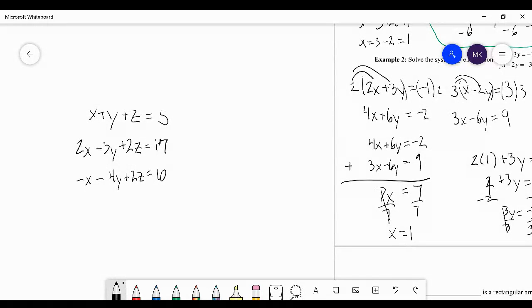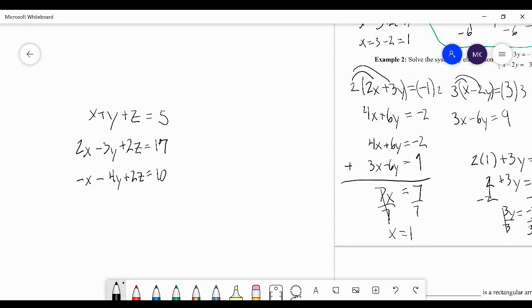Some computers can do it better than others. Now, if I wanted to use, say, substitution, I would not just have to solve for an x, but I'd have to solve for at least two of these variables. So I'd have to get an x equals something and a y equals something. And that would be something like, in this first one, x equals 5 minus z minus y. And then we would have to do that again for another variable and then plug both of those into the other equation.